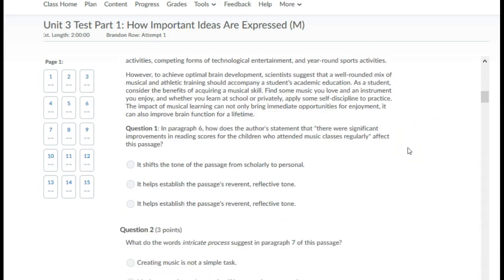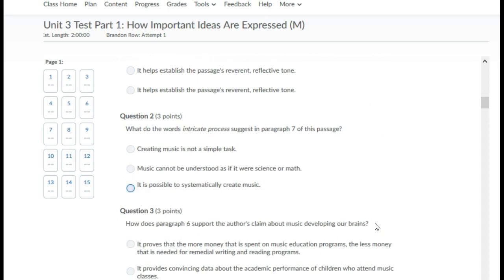Question 1. In paragraph 6, how does the author's statement that there were significant improvements in reading scores for the children who attended music classes regularly affect this passage? It shifts the tone of the passage from scholarly to personal. It helps establish the passage's reverent, reflective tone. Oh, those are exactly the same. Well, it tells you which one is the right one.